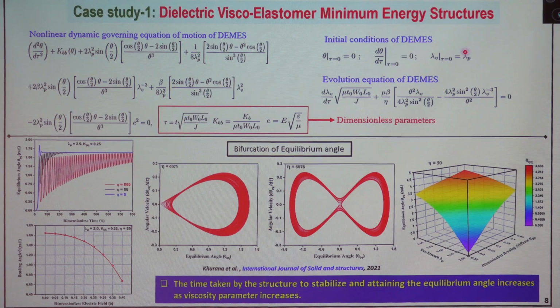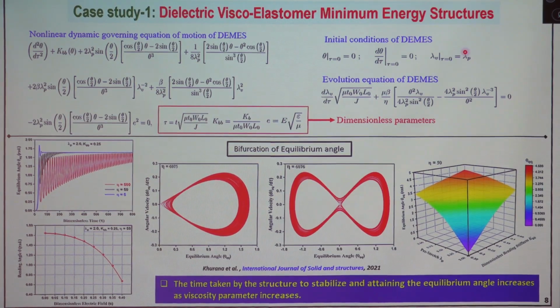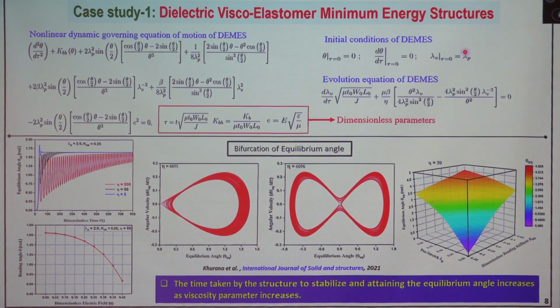For the starting initial condition, you can also put some value like 1. But usually it is observed that when you take lambda viscous, that is the internal variable, equal to the pre-stretch of the membrane, your result matches well with the experiment. So we have considered lambda viscous at initial equal to the pre-stretch of the membrane. Then it keeps on evolving with the time. It keeps on changing. Okay.